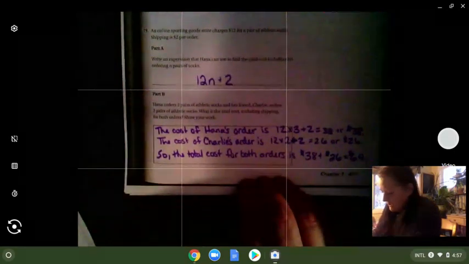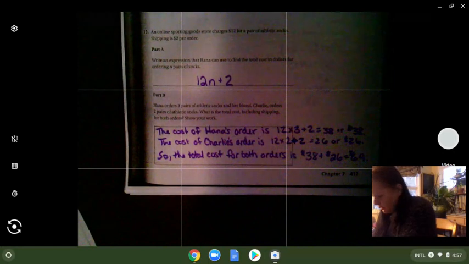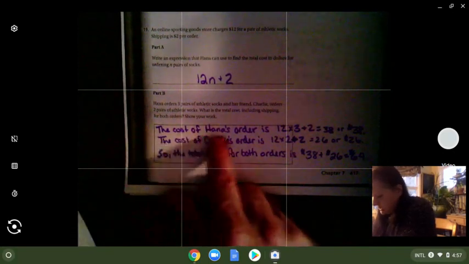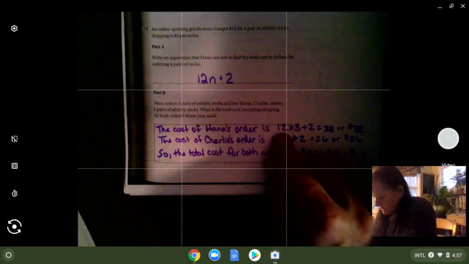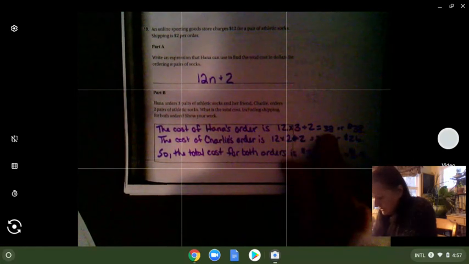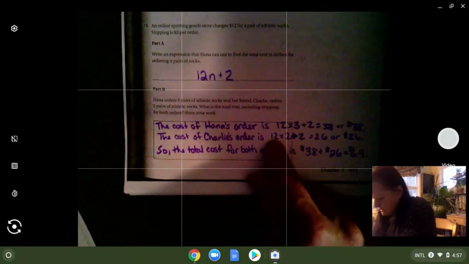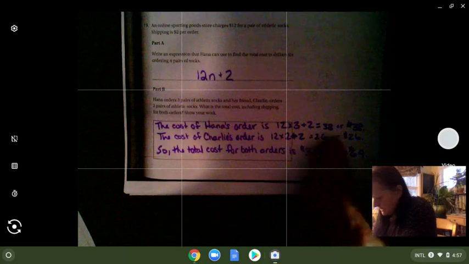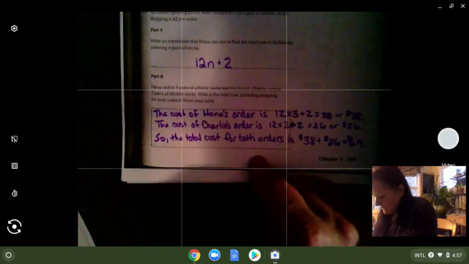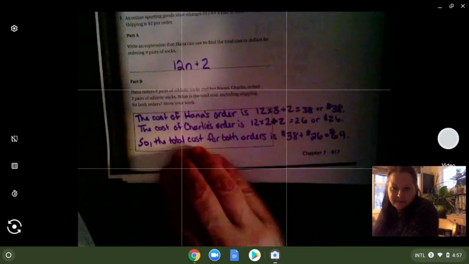And then it says Hannah orders 3 pairs of athletic socks and her friend Charlie orders 2 pairs of athletic socks. What is the total cost, including shipping, for both orders? So the cost of Hannah's order is she orders the 3 pairs. So 12 times 3 plus 2 is 38, or $38. Charlie orders 2 pairs. So 12 times 2 is 24 plus 2 is 26, or $26. So the cost for both, when you add them together, is $64.